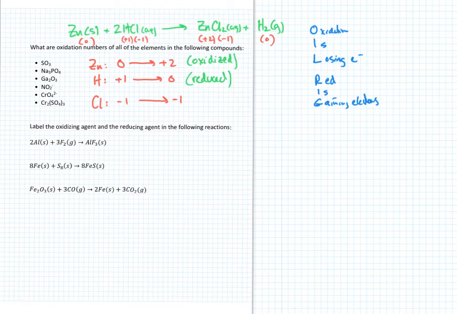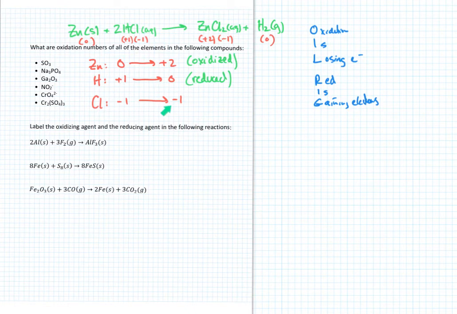Okay? I think this is a much simpler way to do it. You have to be able to assign oxidation numbers, but once you've successfully assigned oxidation numbers, you can just say if the number goes up, it's oxidized. If the number goes down, it's reduced. And down reduced makes sense to me. Number goes down, it's reduced.